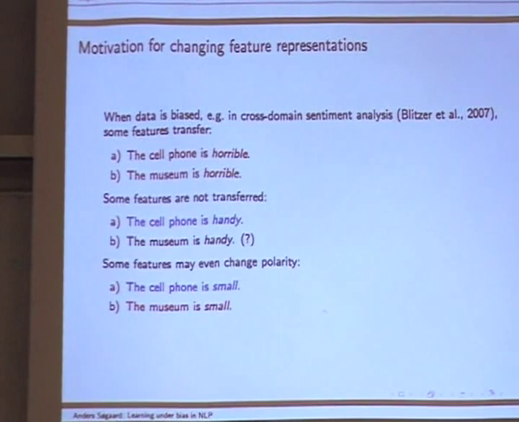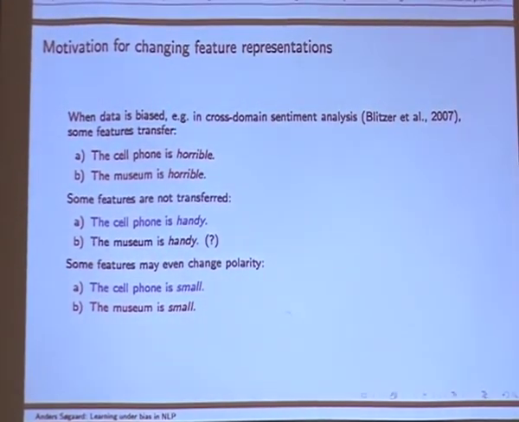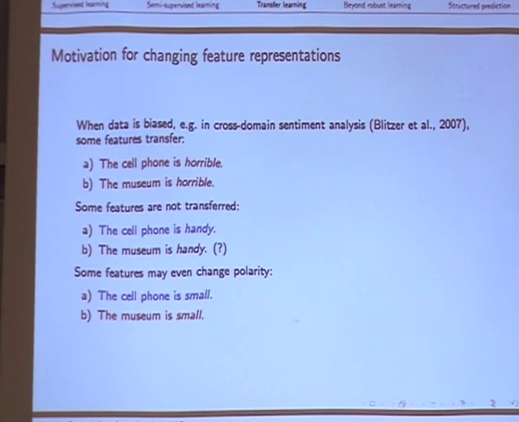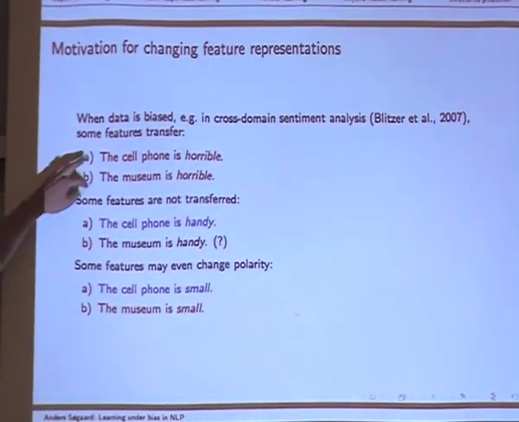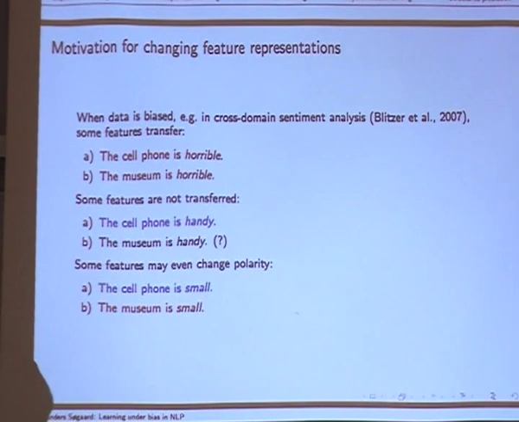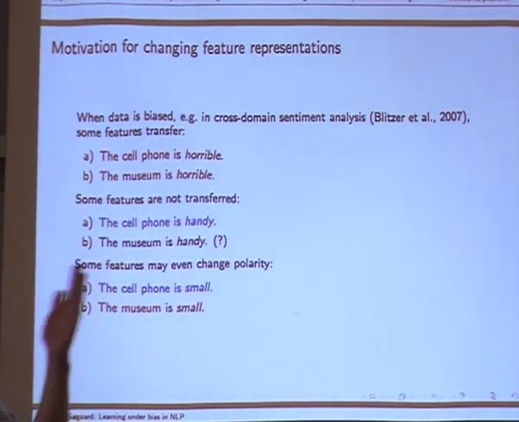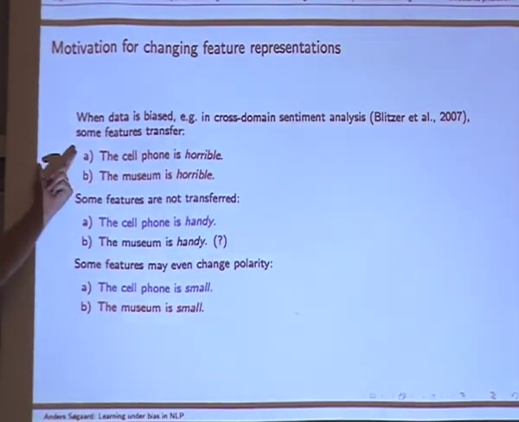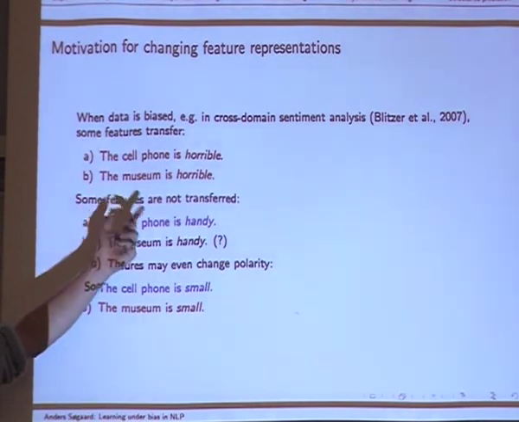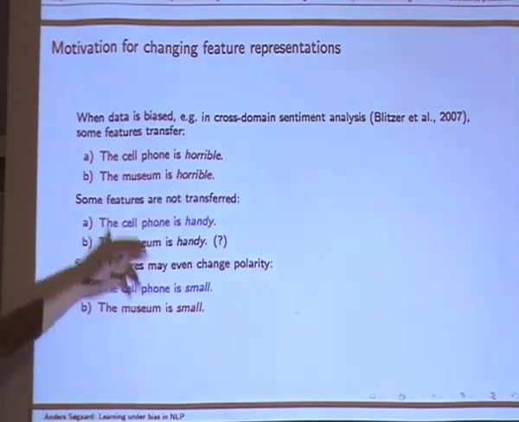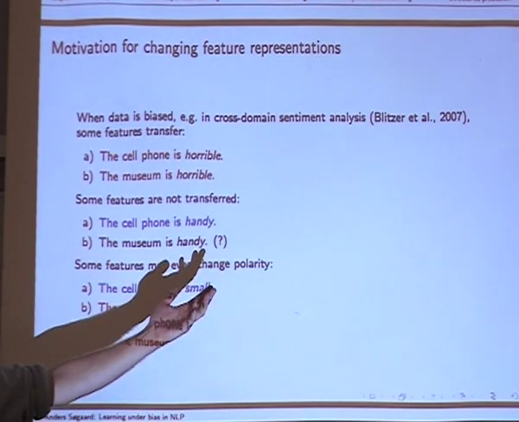This is John Blitzer's work motivating what's known as structural correspondence learning. This is sentiment analysis. So assume here that we want to learn whether a review is positive or negative. We're going from reviews of technical equipment to reviews of tourist sites. So again, a domain adaptation problem. Learning positive and negative, but going from technical equipment to tourist sites. So if in the training data you see something like "the cell phone is horrible," that's okay training data, because if a museum is horrible, that's also negative.